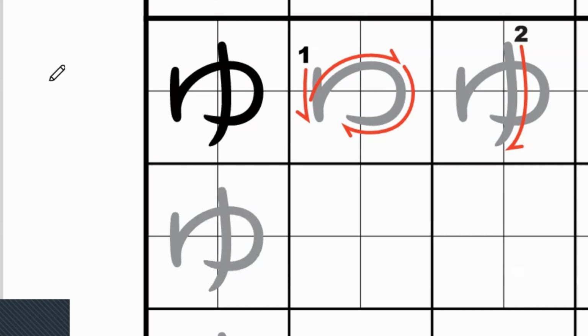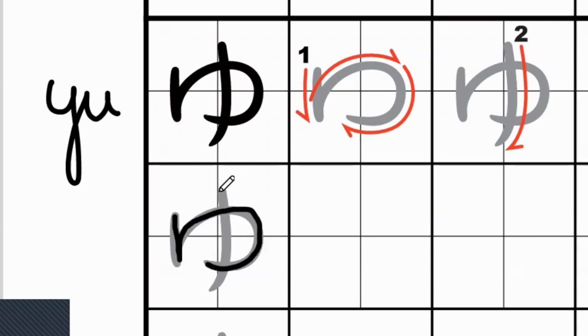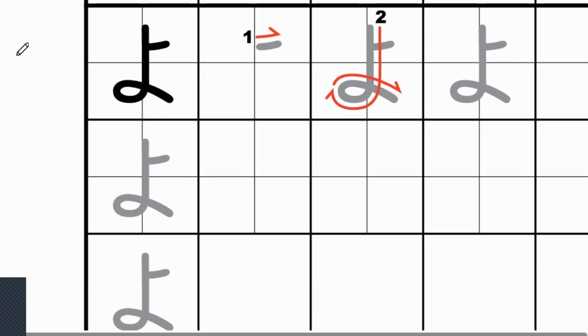The second character of the Y row is you. This character has got 2 strokes. Let us see how to make them. The first stroke is like this, and the second stroke is like this. This is you.